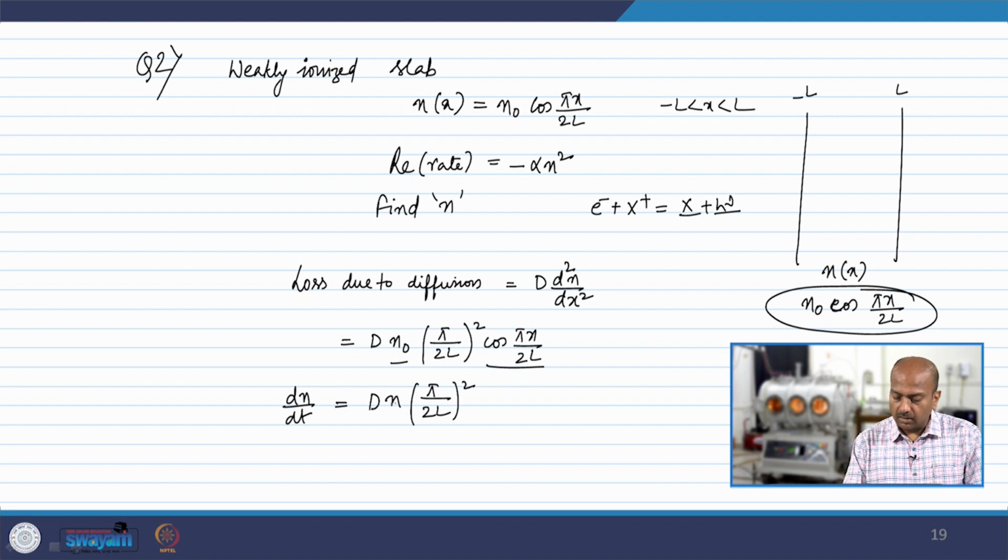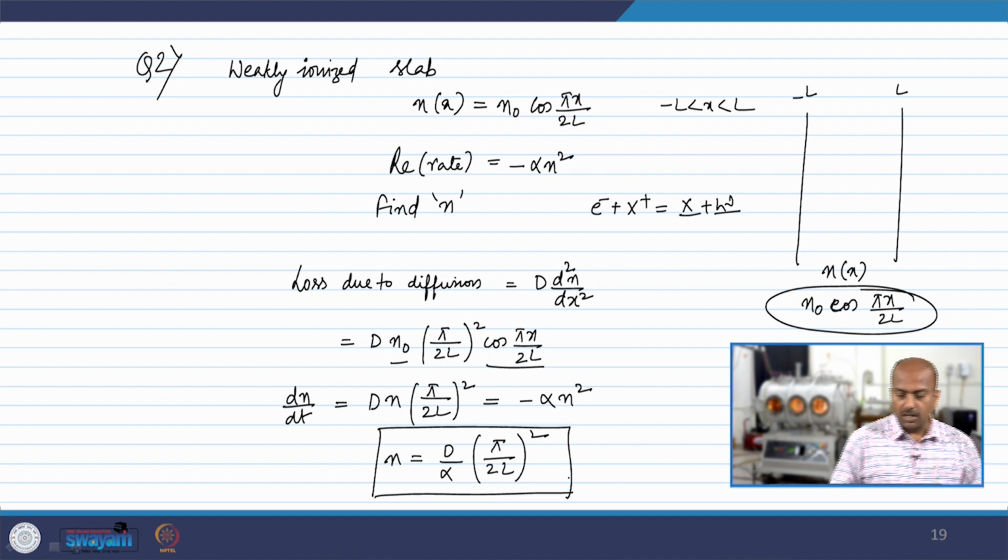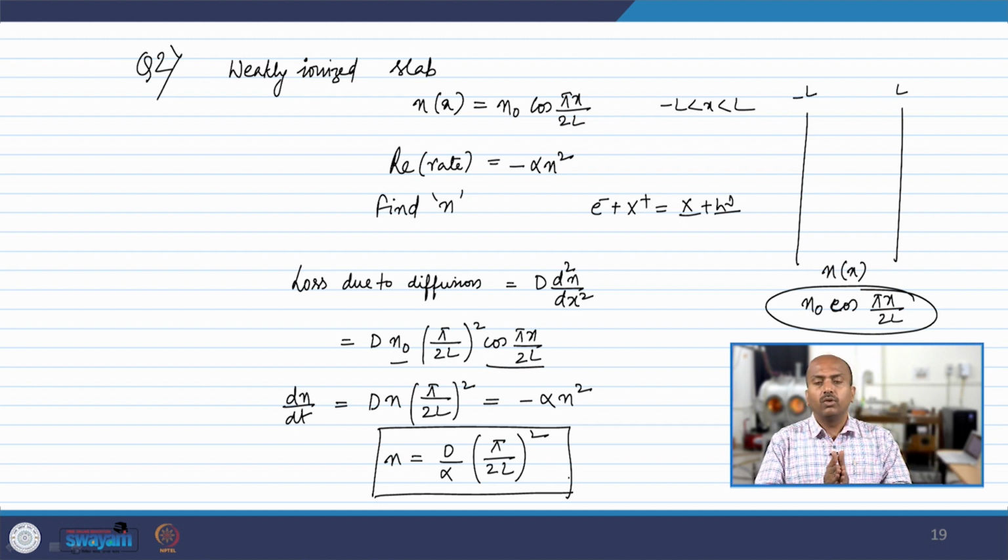Now, we have been told that this rate is actually also equal to minus alpha n square. This is by the recombination. Both of them are the same. Now, we have to find n such that this equality is valid. So, n obviously becomes D by alpha times pi by 2L whole square. Right. So, n is equal to D by alpha times pi by 2L whole square. What is so specific about this form of n? If n follows this distribution, then the loss due to the recombination will be equal to the loss by diffusion. So, both these processes will have the same speed. Okay, right. So, we will try to have one more lecture on diffusion to understand the diffusion process in the presence of a magnetic field in a completely or fully ionized plasma in the next lecture.